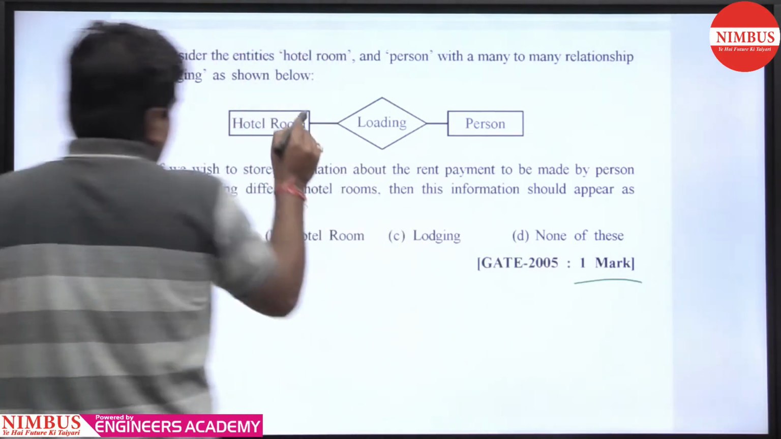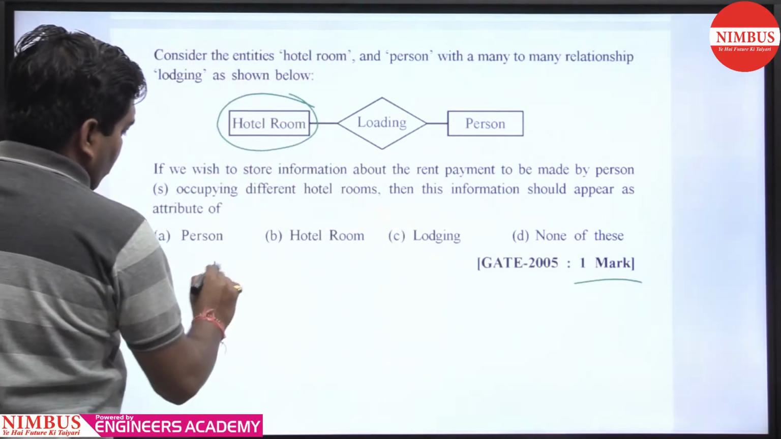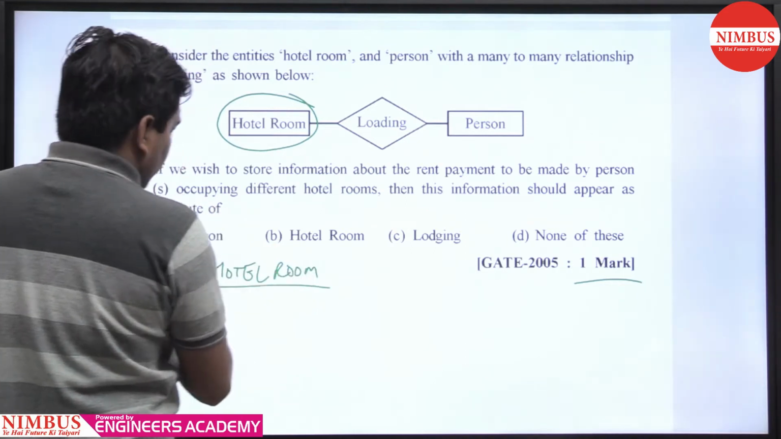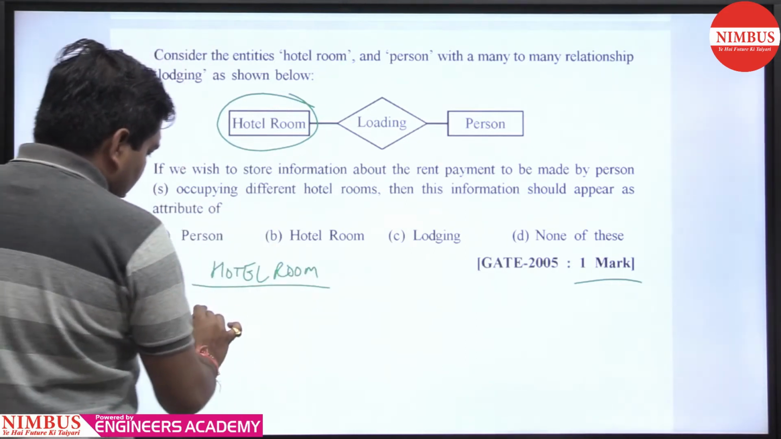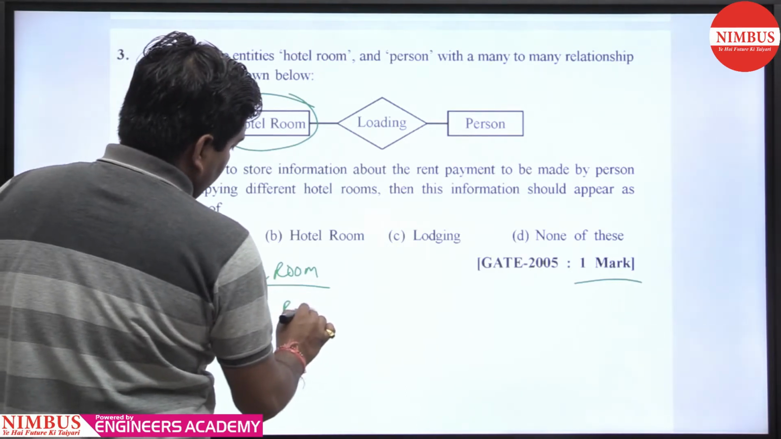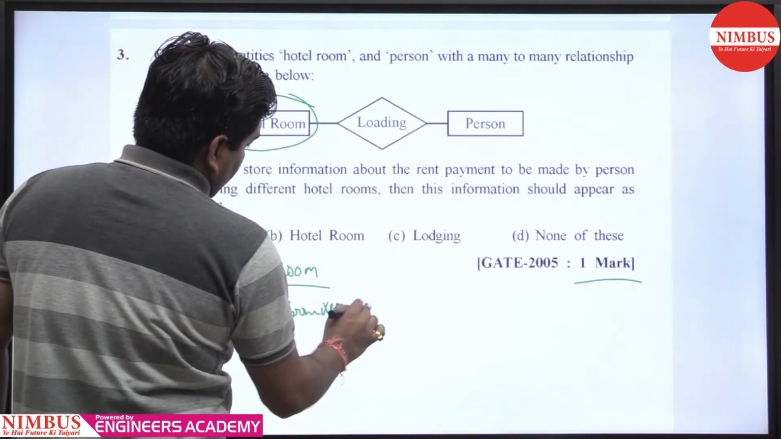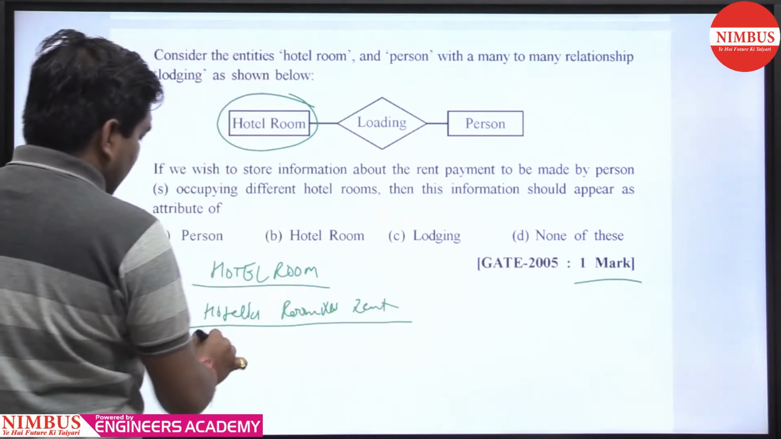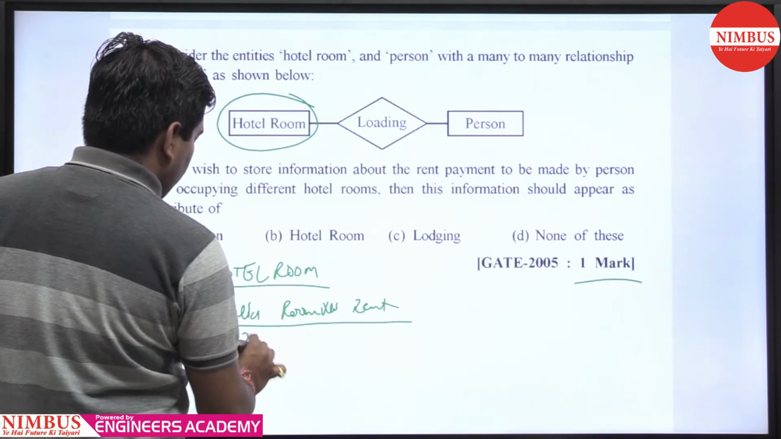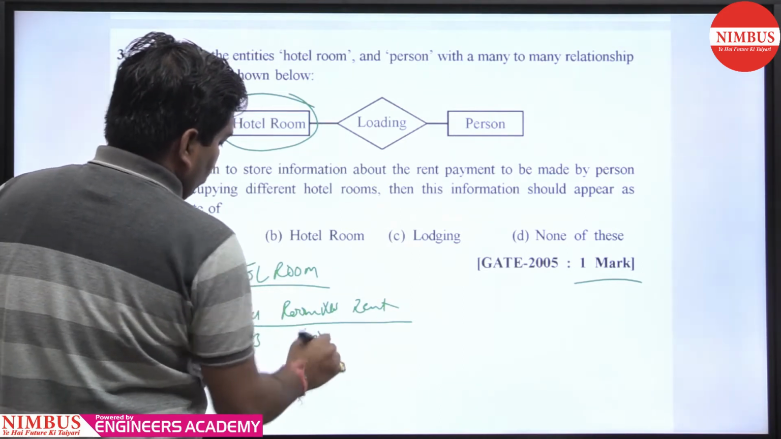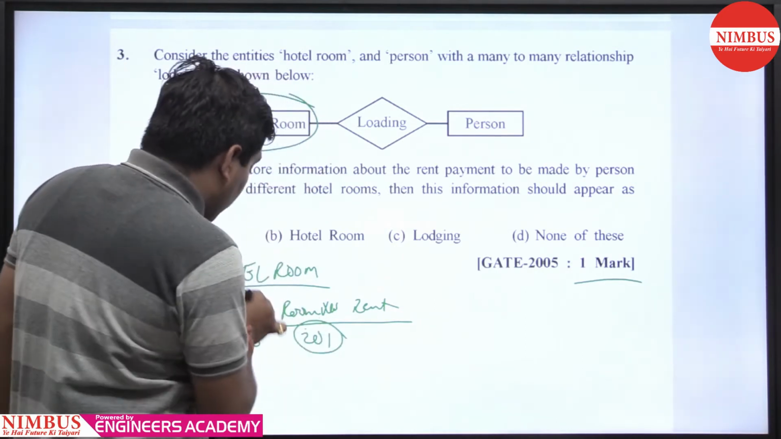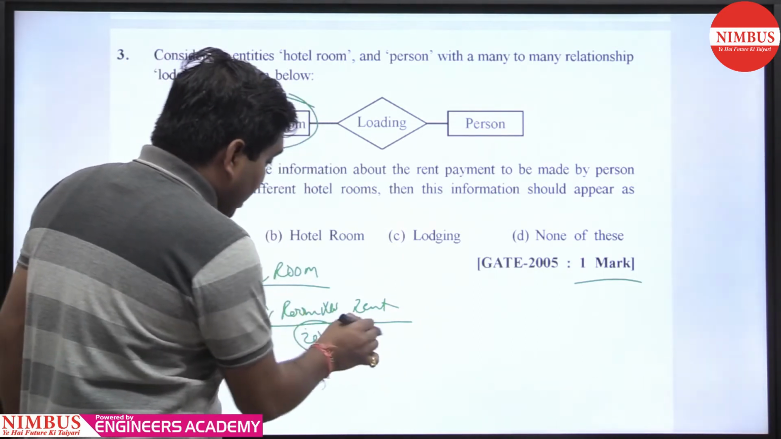If we add the rent in hotel room, getting my point, entity hotel room, then what will happen? Let's suppose we are talking about the hotel entity, then hotel room has hotel ID, room number and rent. So hotel ID is something like 101, 10123, and room number is 201. So what will happen? For this room in this hotel, the rent is paid by many people.